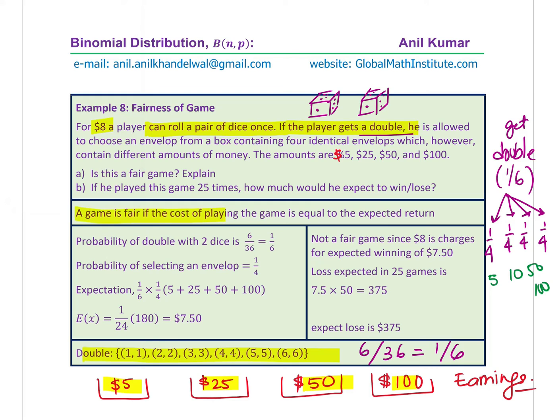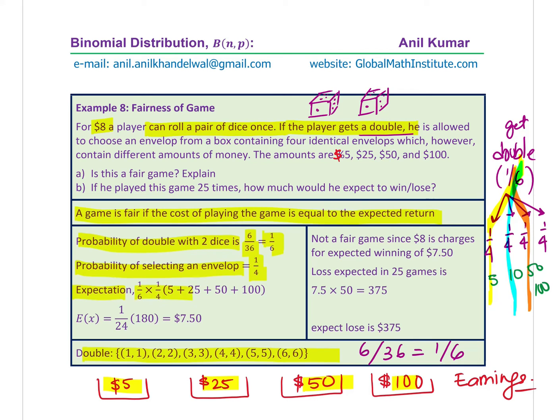So a game is fair if the cost of playing the game is equal to the expected return. That's kind of important to understand. So the probability of getting a double, as we discussed, is 6 out of 36 or 1 out of 6. And the probability of selecting an envelope is 1 out of 4, correct? Expected value is the sum of value times probability, so it is the product of these two. We'll multiply 1/6 by 1/4 and the value 5, and we'll multiply this 1/6 by 1/4 and 50. That is how you're going to find the expected value.